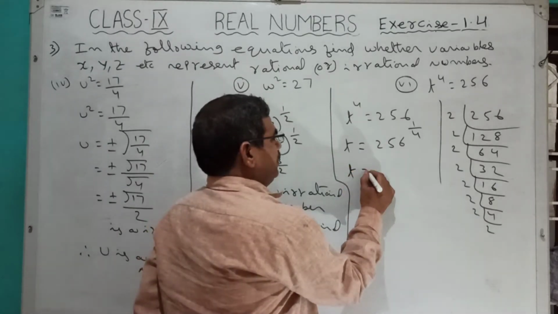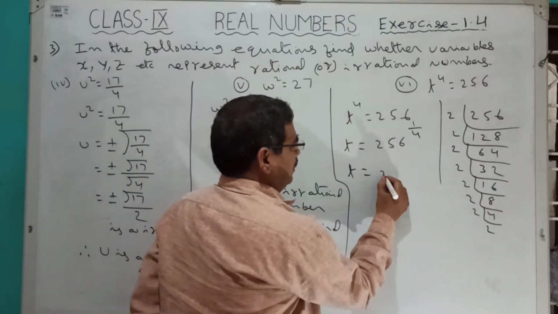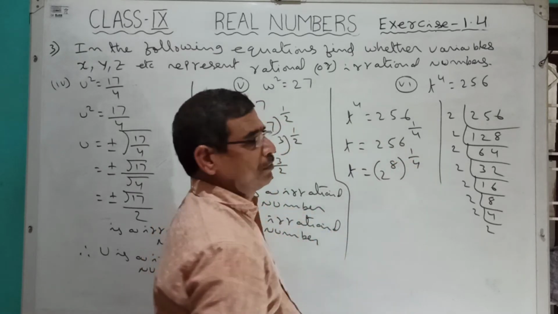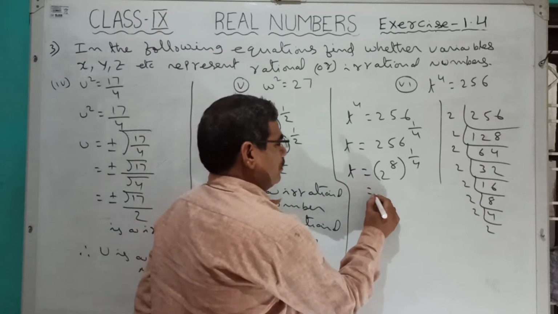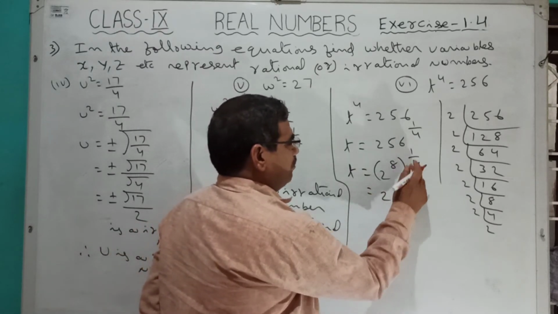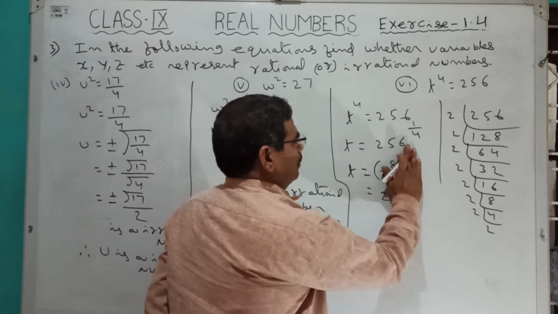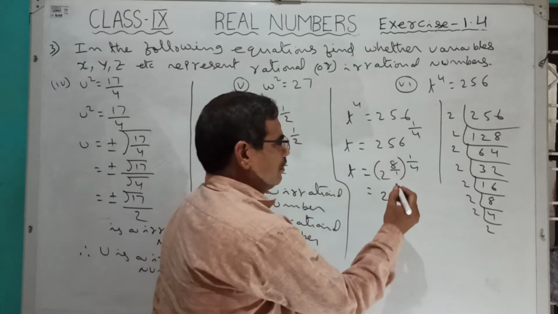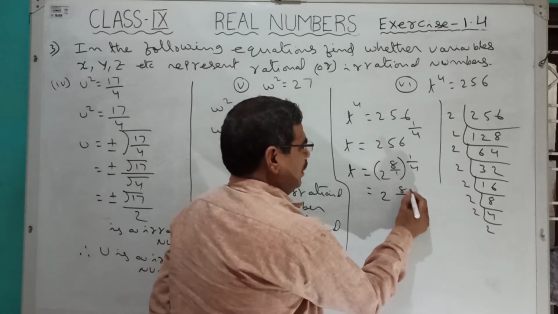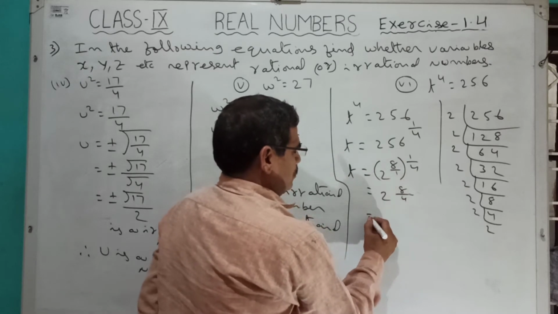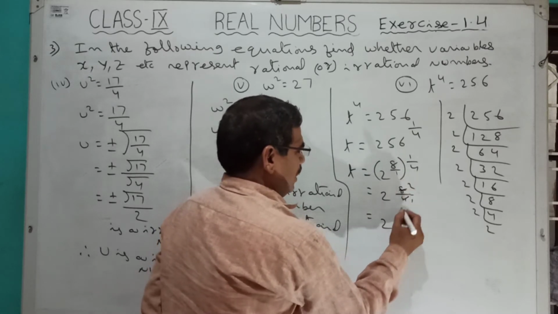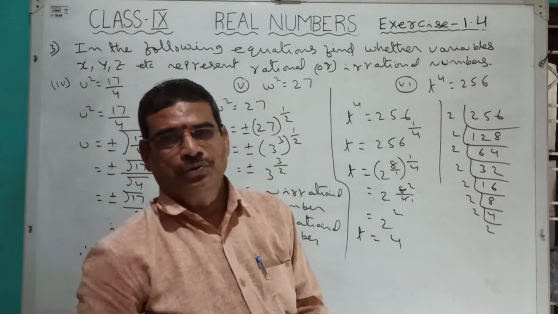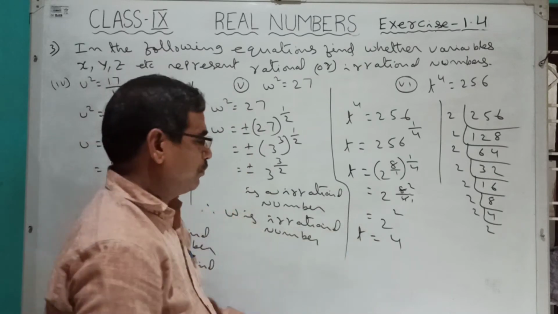So t is equal to, instead of writing 256, I am writing 2 power 8, power 1 by 4. So 8 into 1 by 4, which is 8 by 4, that is 2. So 2 power 2 means 4. So t is equal to 4.